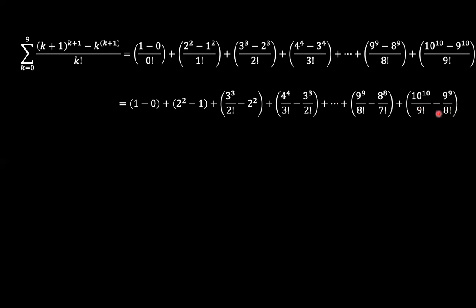Now, as you can see, this 1 here would cancel with this one, so it would be 1 minus 1. And then this 2 here would cancel with that 2. And then this 3 to the power 3 over 2 factorial would cancel with the other 3 to the power 3 over 2 factorial. And then this 9 to the power 9 over 8 factorial is going to cancel with this one. So essentially, you're only left with the last term, which is 10 to the power 10 over 9 factorial. And this is the answer of this seemingly complicated integration.